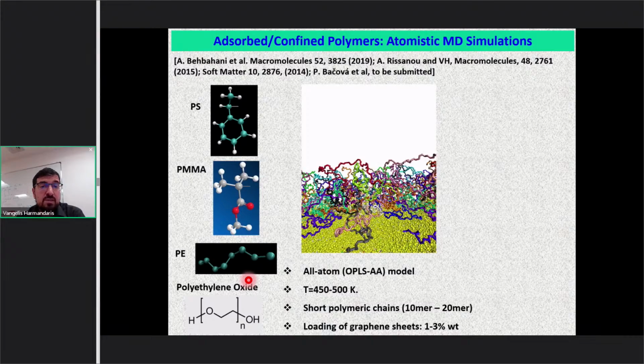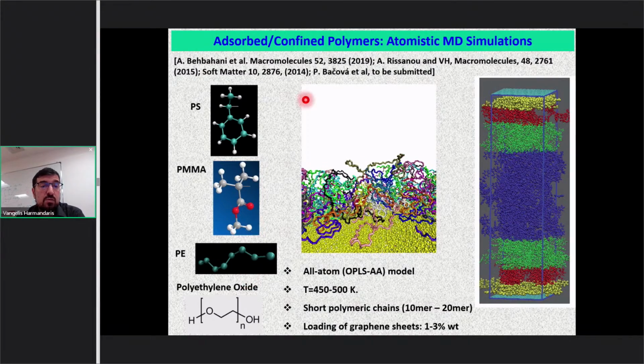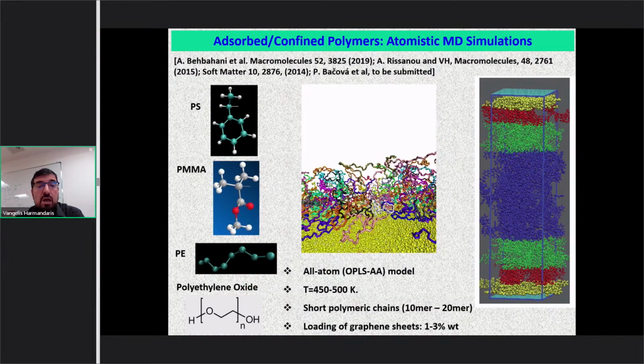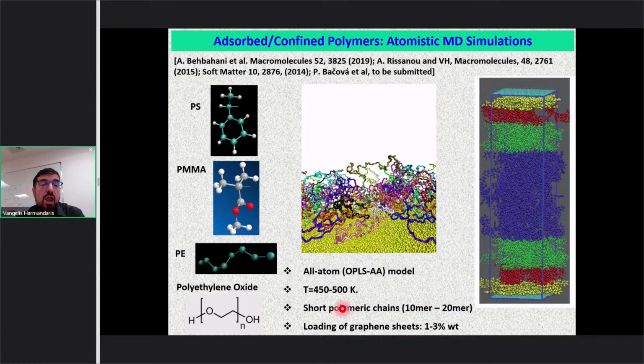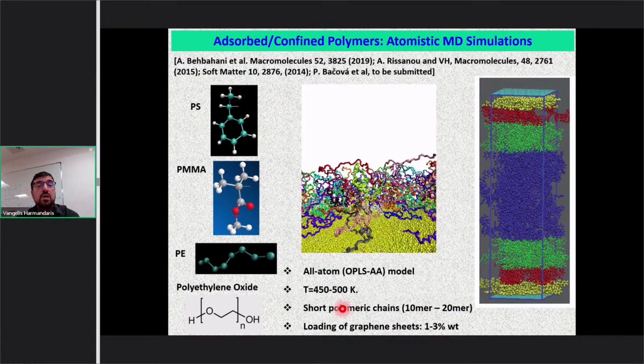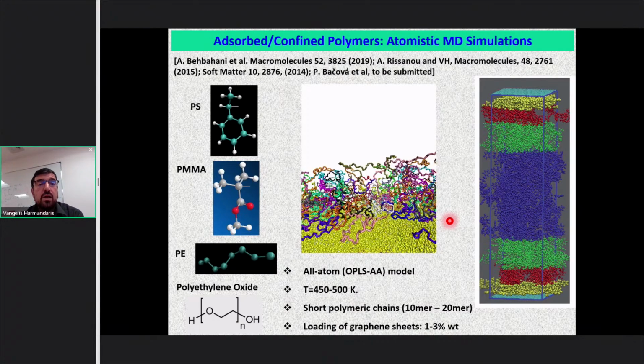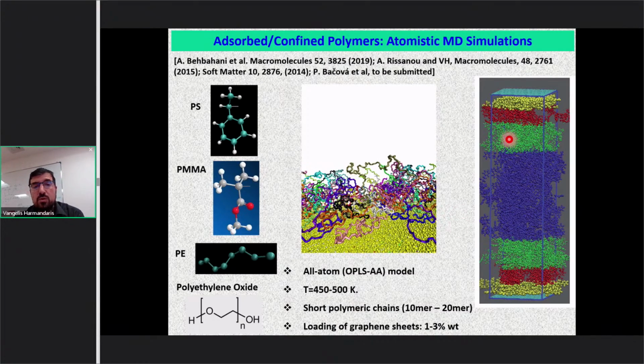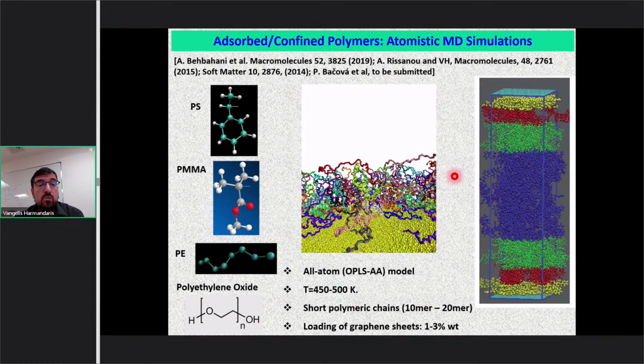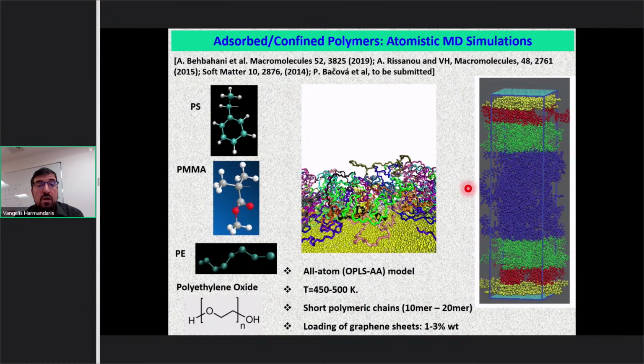What is the advantage now of these simulations? The big advantage over experimental techniques, I would say, is that we have the evolution of all atoms in the system. This means that we can really study and probe properties which are very difficult, if not impossible, to study with experiments, even with extremely expensive and very complex experiments.